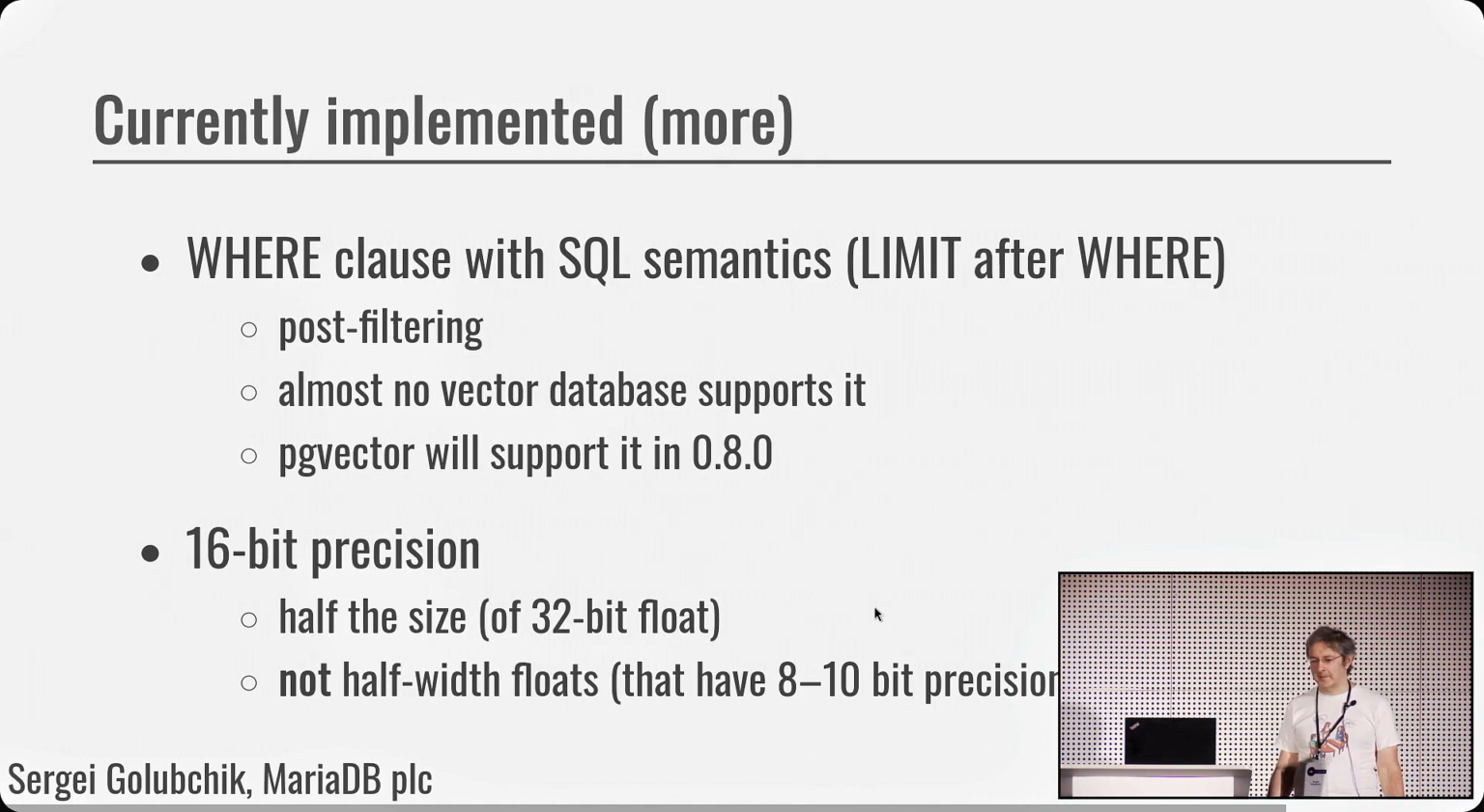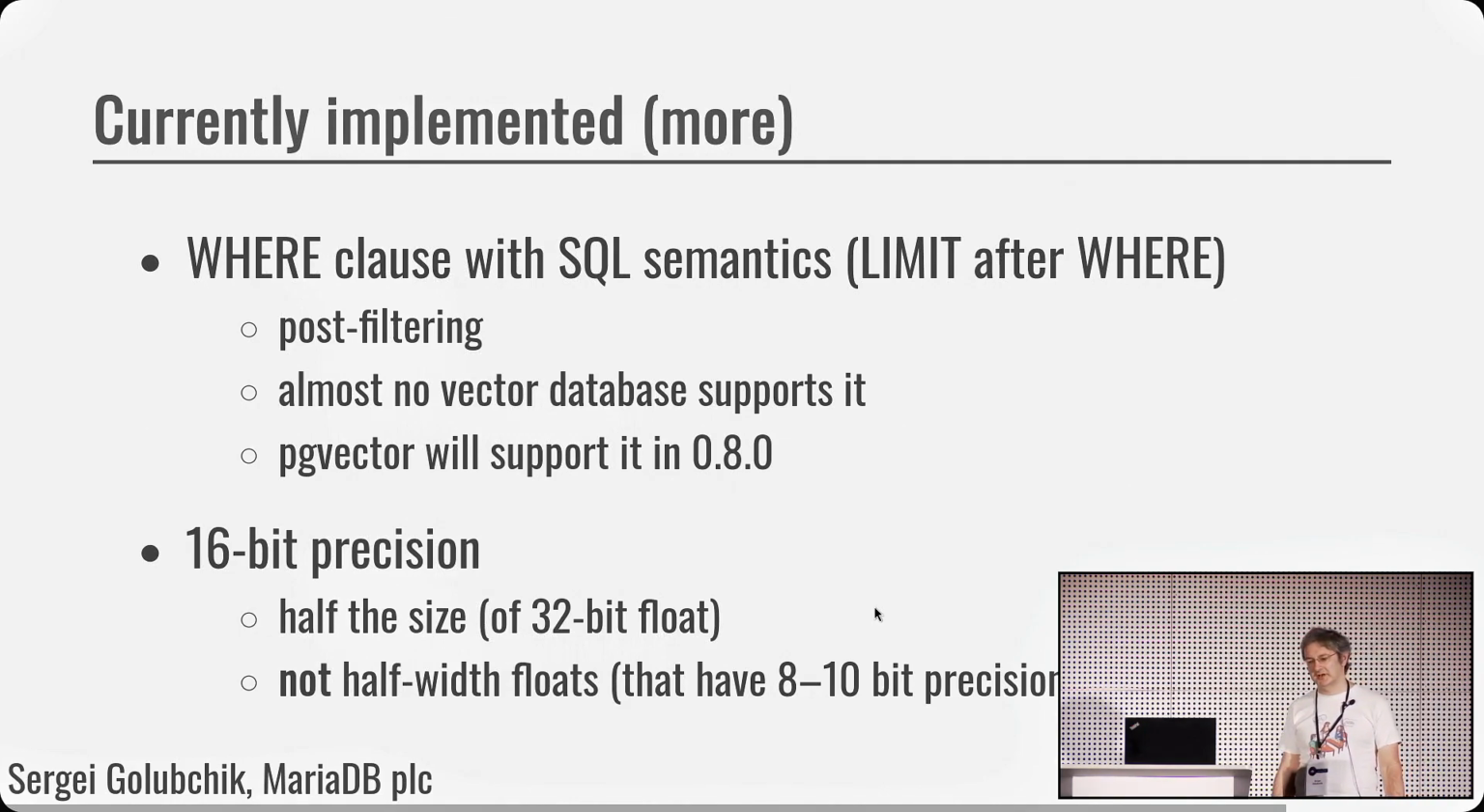Also, we have compact indexes with only 16-bit precision per vector component. It gives us half the size for the vector index and half the memory requirements as compared to if we would be using 32-bit floats like many other vector databases are doing. And it's important to mention that this is not half-width floats, like pgvector has half-width floats in the 0.70, and Redis Search has 2 formats for half-bit floats. One of them has 8-bit precision, the other one has 10-bit precision. And pgvector has FP16, which has 10-bit precision.